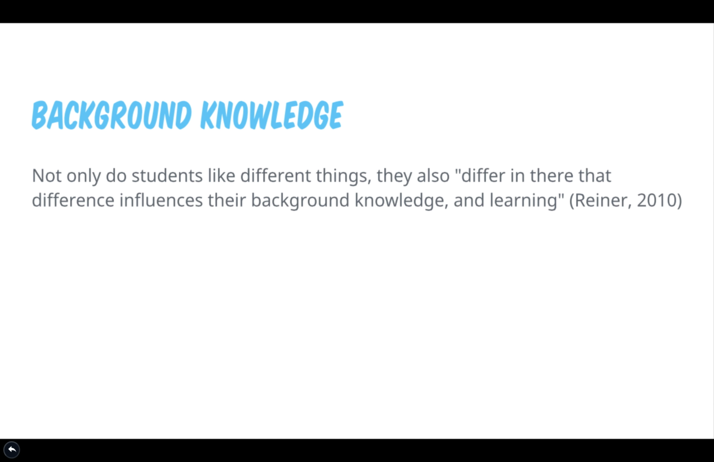Background knowledge. Not only do students like different things, they also differ in that these differences influence their background knowledge and learning. So where they grew up, their community, what they like about school, everything in their background before coming to the classroom, before learning anything, can influence how they are going to learn.